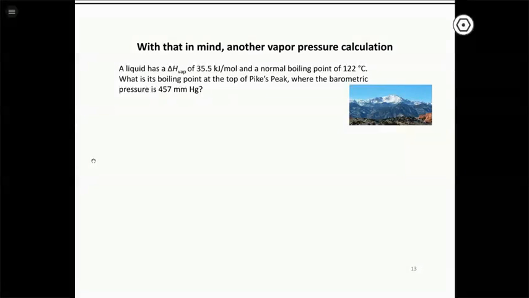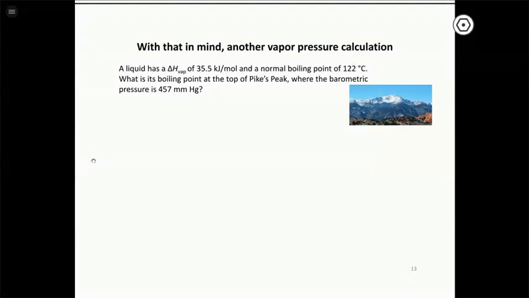Pikes Peak is in Colorado. It's quite a sight to behold, but as we know, the atmospheric pressure decreases as you go higher and higher in altitude, which of course leads to altitude sickness and things of that sort. So if we go to the top of this 14,000 foot mountain, the atmospheric pressure is 457 millimeters of mercury. I don't remember if that's the actual number or a made up number, but let's assume that it's true.